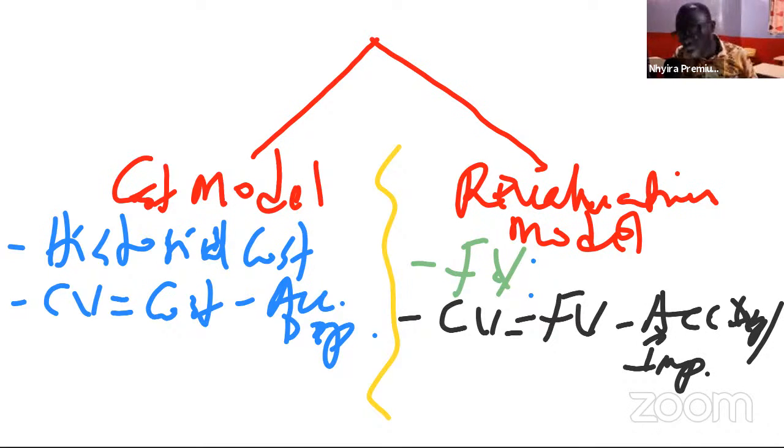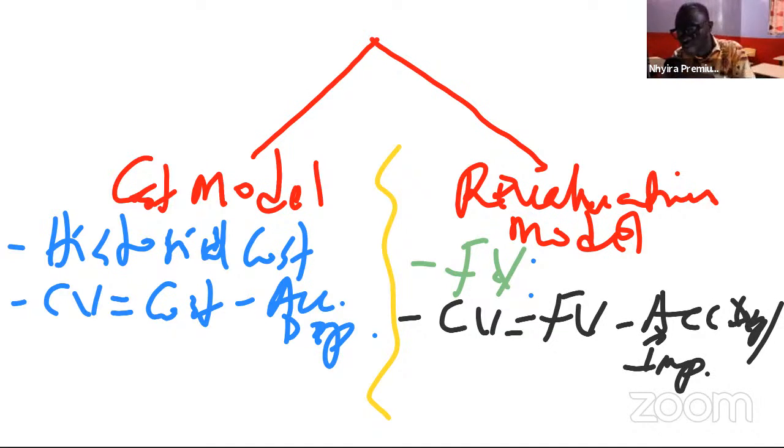So the cost model and then the revaluation model. With a cost model, we are carrying the asset at its historical cost or at its initially recognized amount. Then with the cost model, the carrying amount or the carrying value of the asset will be equal to the cost of the asset minus any accumulated depreciation and impairment.